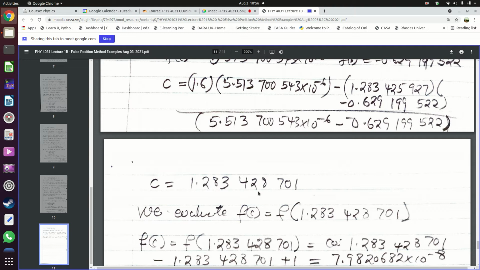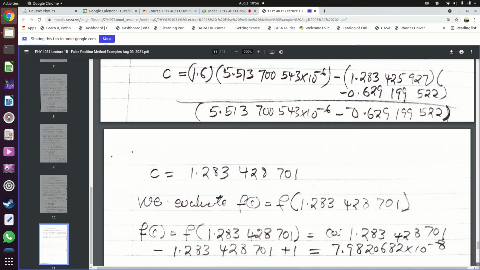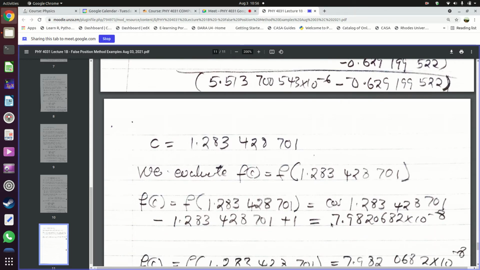If you've got 5 digits after the decimal point being fixed, you evaluate the function at this particular point, and you end up with the value of the function at C being equal to 7.9820682 times 10 to the power minus 8. So we are very, very accurate this time around with this particular one. Are we clear?